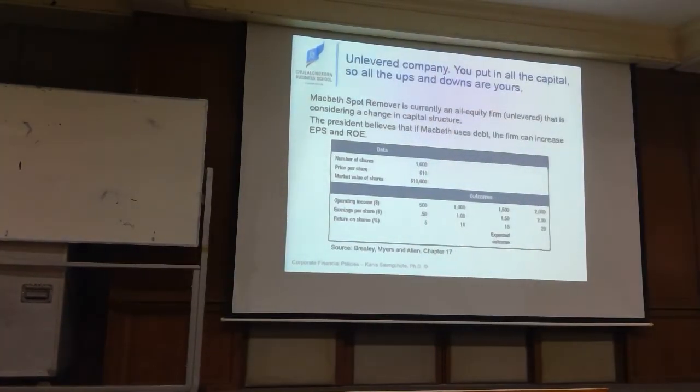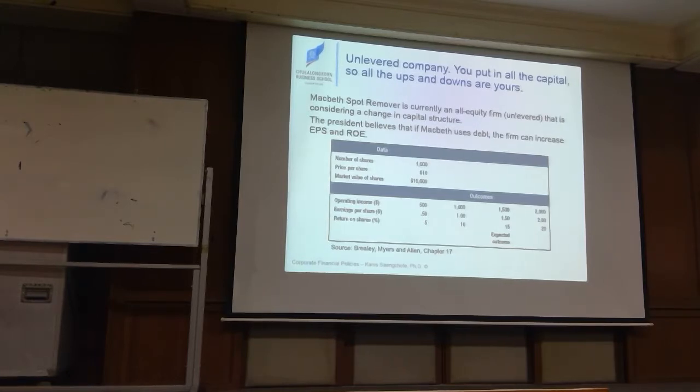So let's see, we have a company that has no debt right now. Let's start off with this. When a company has no debt, its financial data looks like this. I have 1,000 shares. Each share is $10 per share. So my market value of the company is 10,000.